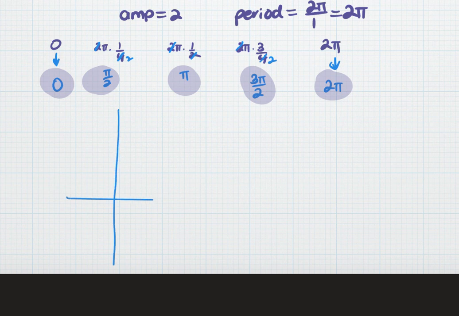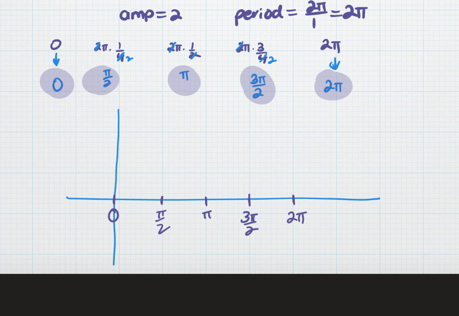Then I'm going to mark them on my x-axis. First one is 0. Second one is pi over 2. Third one is pi. Fourth one is 3 pi over 2. And the last one is 2 pi. You with me so far? Okay, then I mark on the vertical axis my amplitude, which was 2. So I'm going to go up 2, plot it, mark it, and down 2, and mark it.